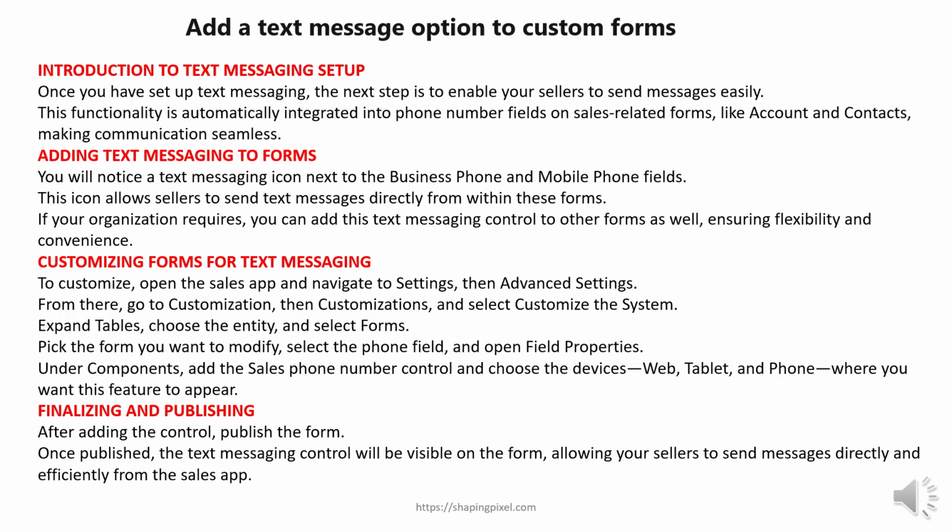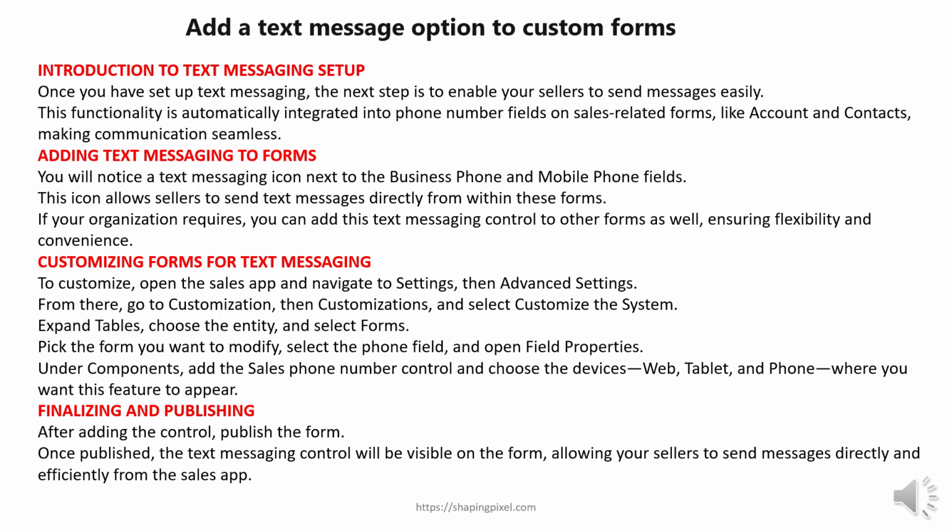Once you have set up text messaging, the next step is to enable your sellers to send messages easily. This functionality is automatically integrated into phone number fields on sales-related forms, like account and contacts, making communication seamless. Adding text messaging to forms. You will notice a text messaging icon next to the business phone and mobile phone fields. This icon allows sellers to send text messages directly from within these forms. If your organization requires, you can add this text messaging control to other forms as well, ensuring flexibility and convenience.